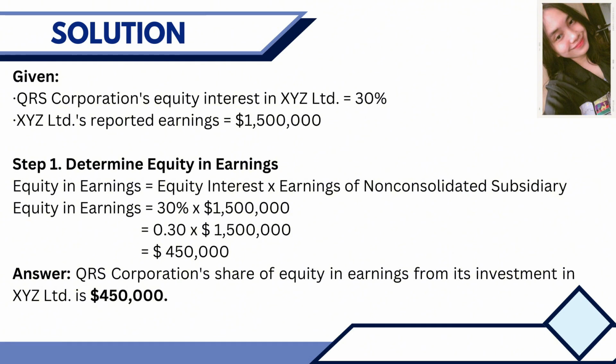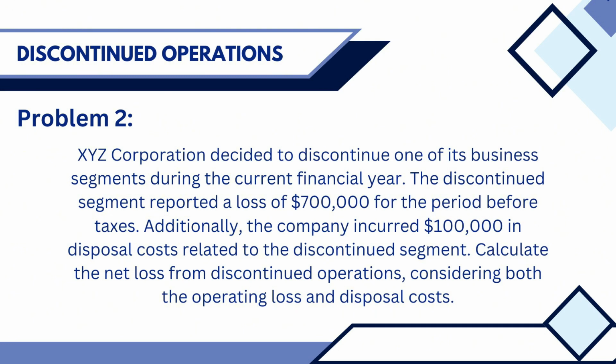$450,000. So the answer in problem number 1 is Kira S Corporation's share of equity in earnings from its investment in XYZ Ltd is $450,000. Next is problem number 2 on discontinued operations.